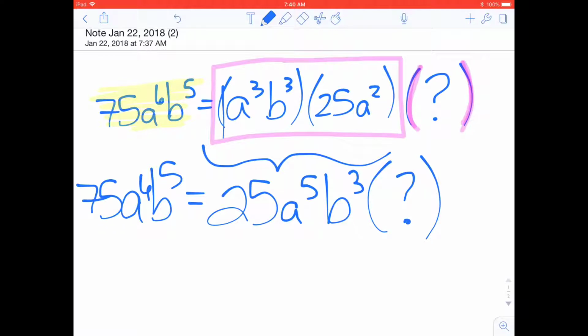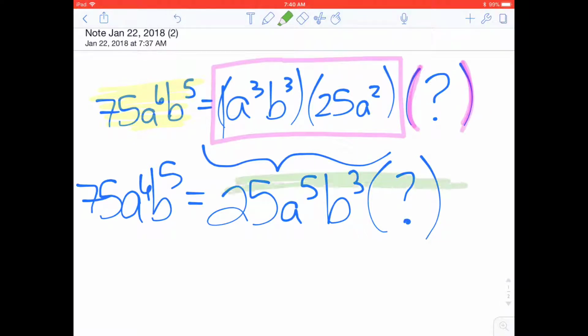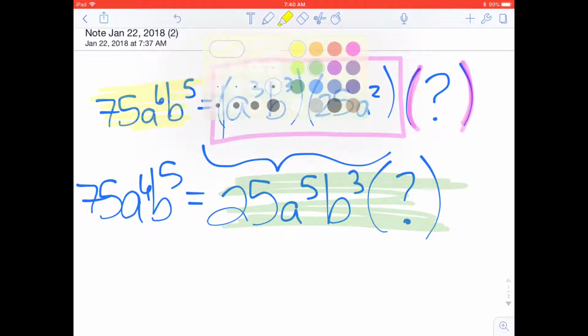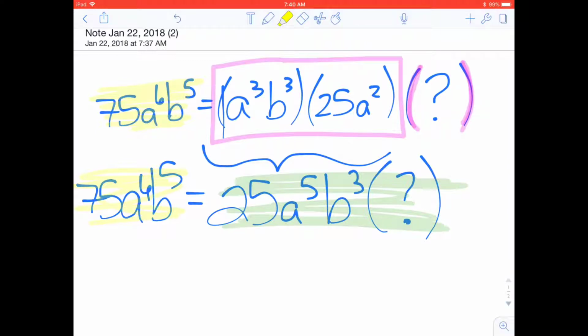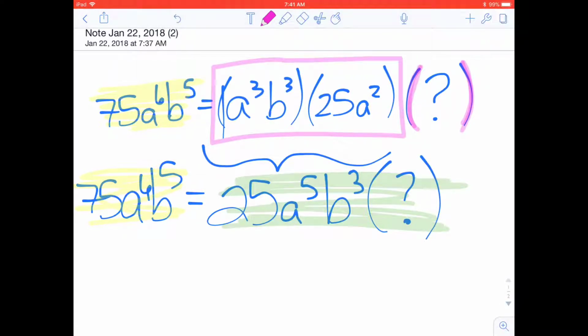Now, most of you are going to get good enough to where you know that if you're taking what we have on the right, I'll highlight in green, we're taking 25a to the fifth, b to the third times something. If we want to know what that times something is or work backwards, couldn't we just simply divide what we have highlighted in green with what we have highlighted in yellow? And we could actually do this in our head here. Let's do 75 divided by 25. If I do 75 divided by 25, that's going to give me a value of 3.